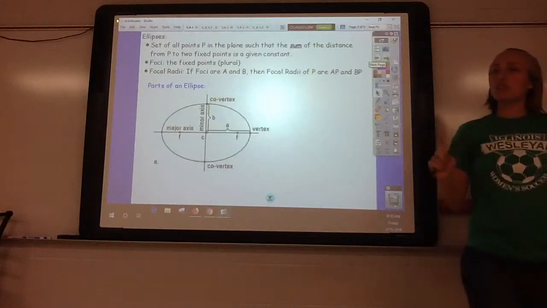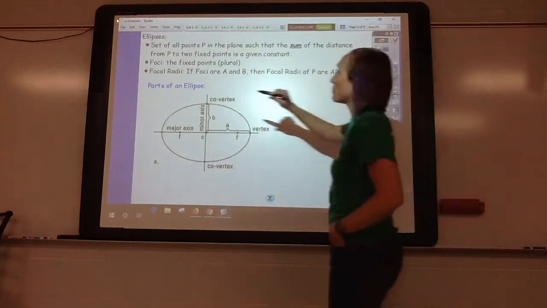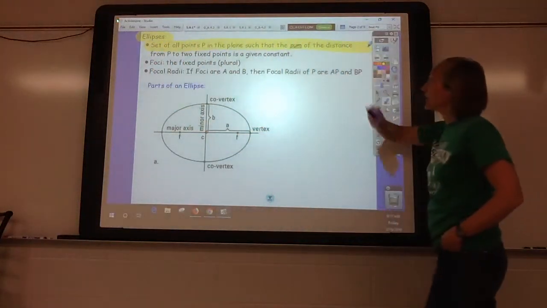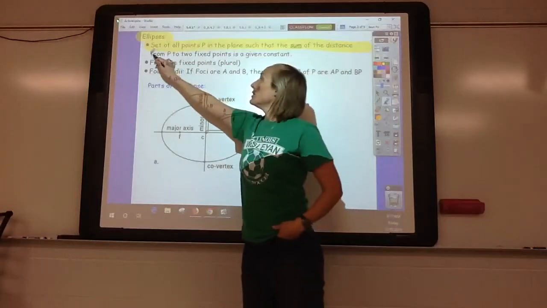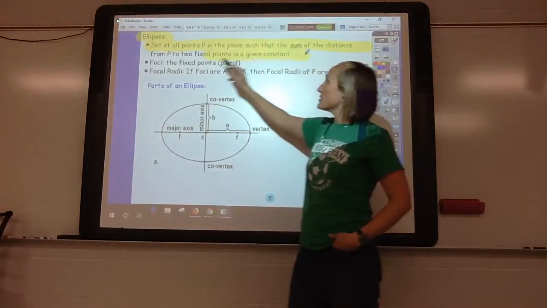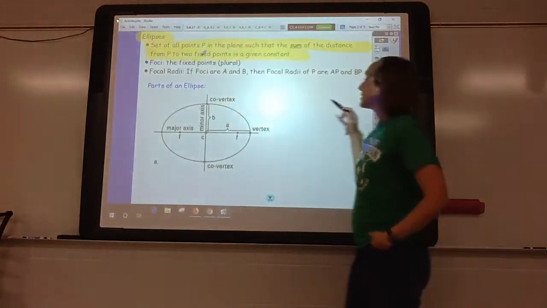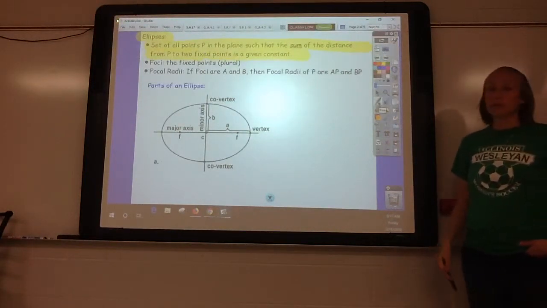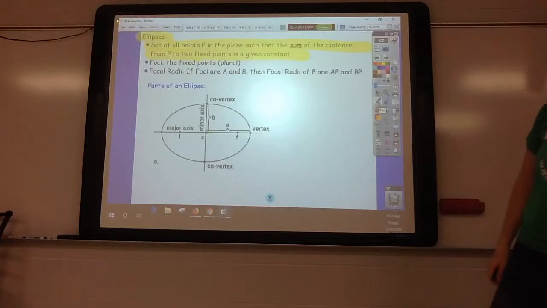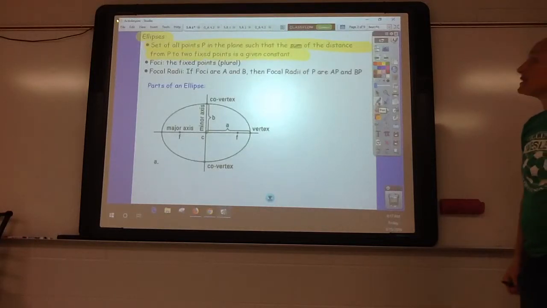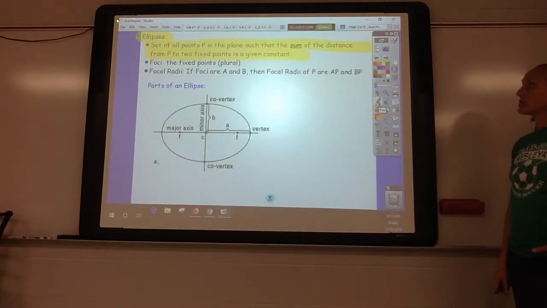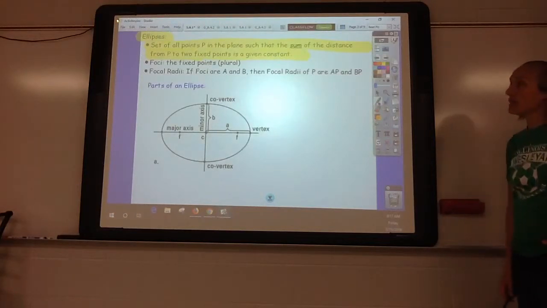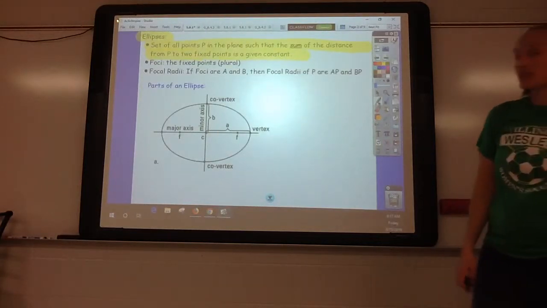Your definition for an ellipse, okay? The definitions are what are important in this unit. Your ellipse is the set of all points P in the plane such that the sum of the distances from P to two fixed points is a given constant. Okay, that's our definition that we're going to revisit multiple times today. Set of all points P in the plane such that the sum, that means we're going to be adding something, of the distance from P to the two fixed points is a given constant.